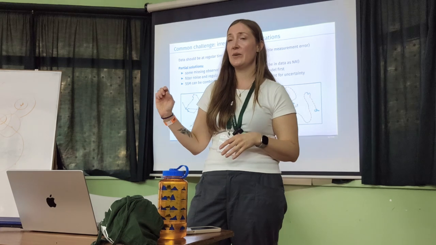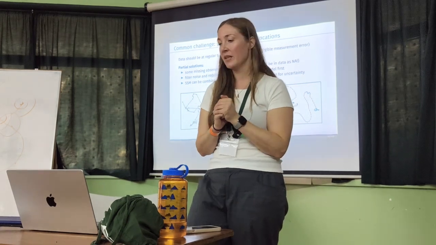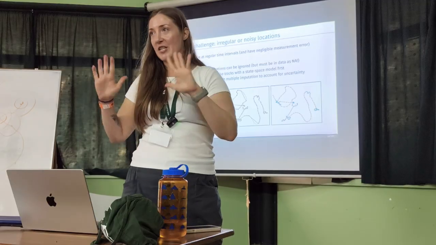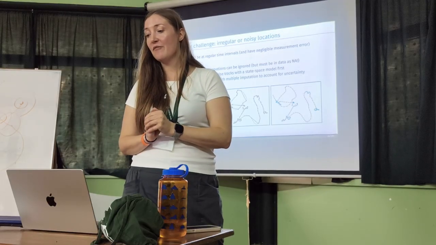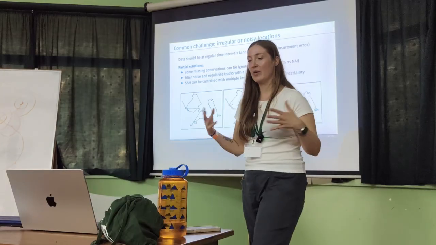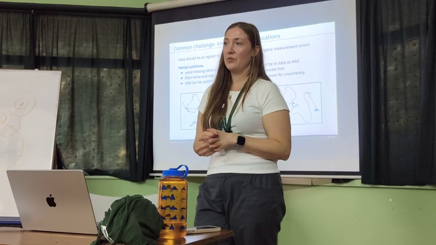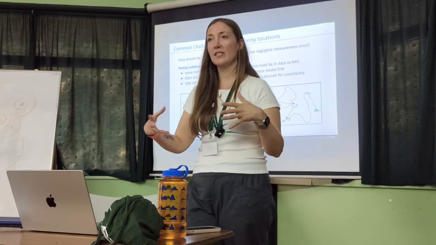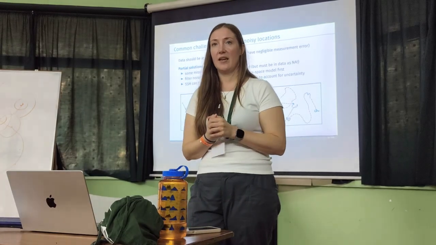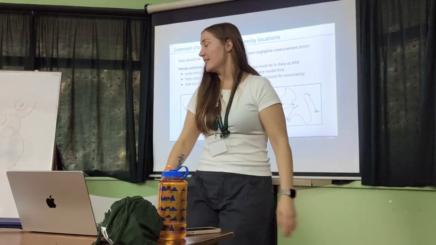But they still need to be in the data as a row where the observation variables are NA. And so the HMM can deal with that. If we have a lot of missing locations or many in a row, or we have really noisy locations, a really common approach is to filter the noise and regularize the tracks using a state space model. And so this is an example of that.